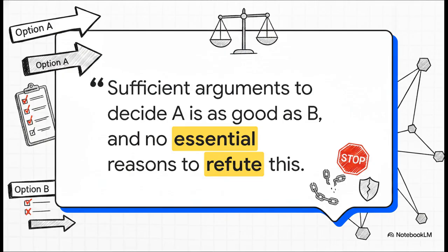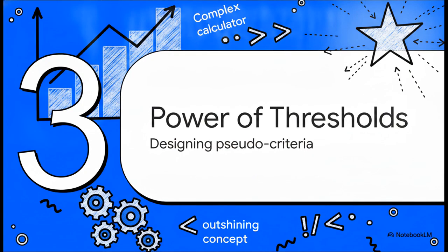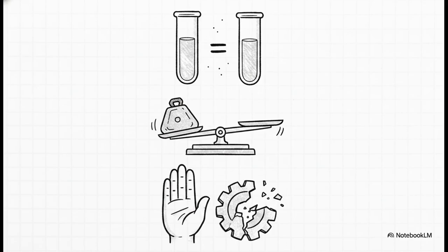You see, it's not about option A getting a higher total score than option B. It's about looking at every single criterion and asking, do we have enough evidence to confidently say A beats B? And just as importantly, is there any massive red flag in B's favor that completely stops us from making that claim? Which brings us nicely to Section 3. The power of thresholds, designing pseudo-criteria. To make this philosophy actually work mathematically, ELECTRE introduces this brilliant concept of pseudo-criteria.